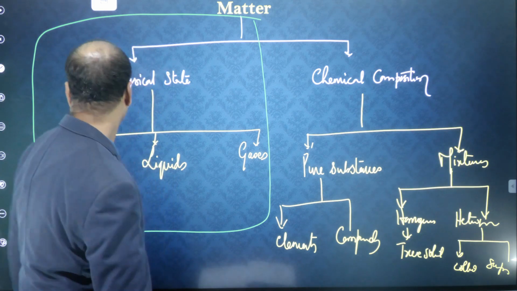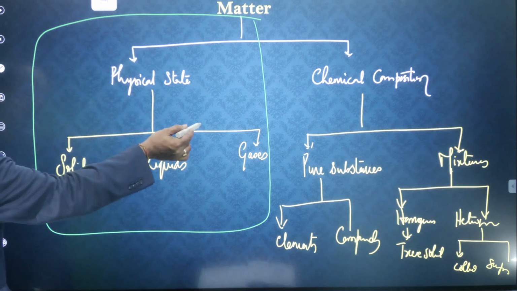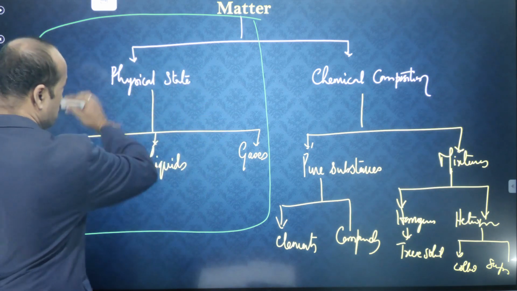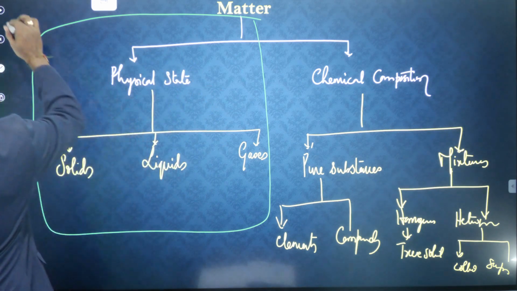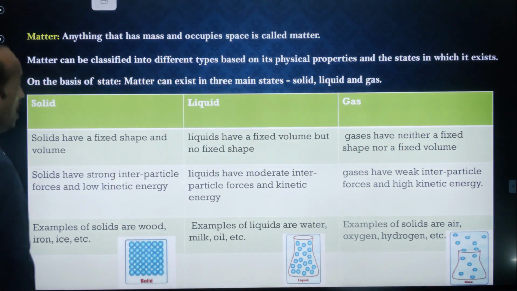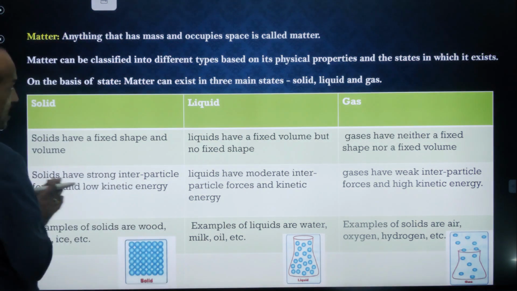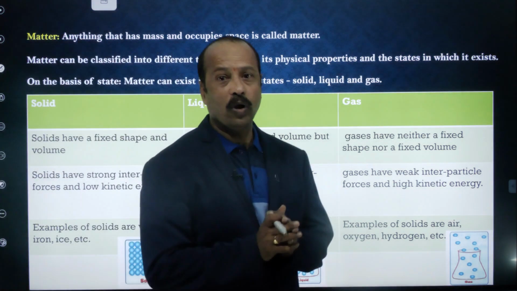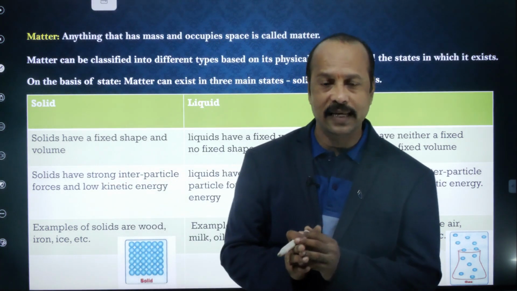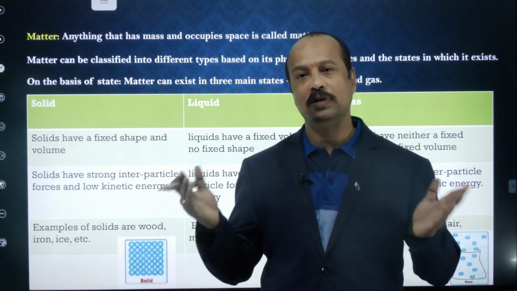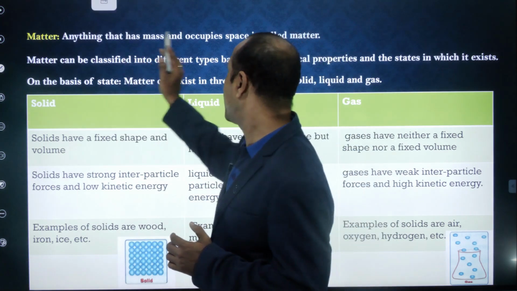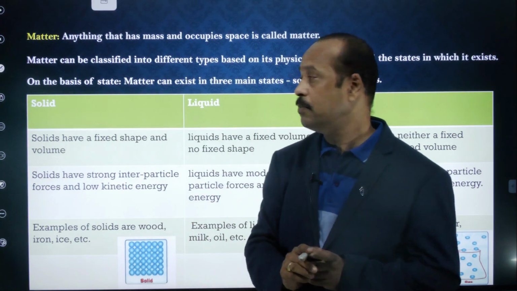Okay, students, now let's go. This is understood now. In this class we are going to discuss only the classification based on the physical state. So here there are some properties. What is matter? Matter means anything that has mass and occupies space.